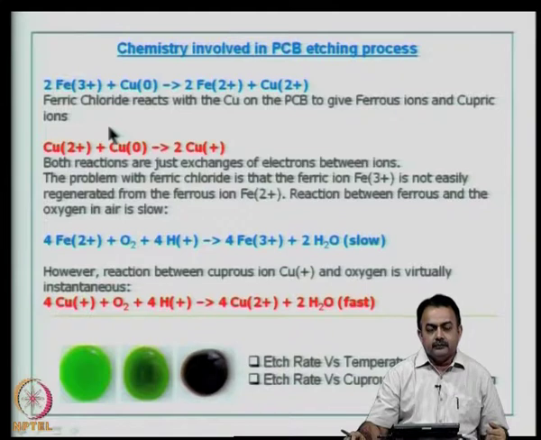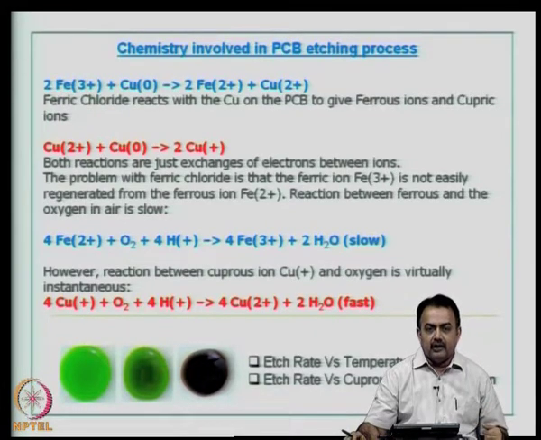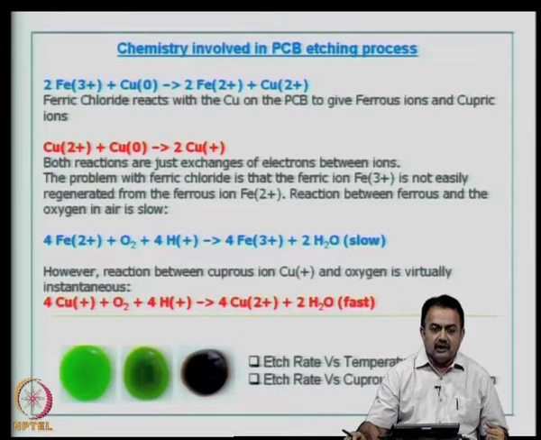Now, the problem with ferric chloride in the first case is that Fe3+ is not easily regenerated from the ferrous ion. Okay. Also, the reaction between ferrous and the oxygen in air is very slow. So, therefore, you have to anyway use a hydrogen peroxide based supplier of oxygen, so that you can get Fe3+ and then water. This is a very slow reaction.